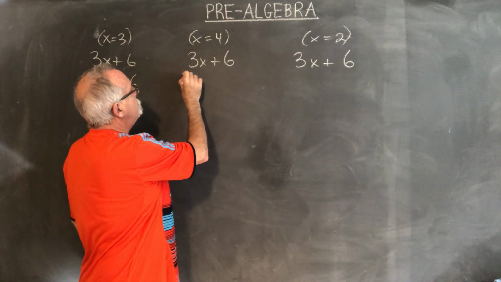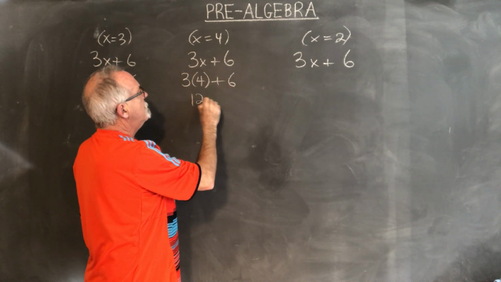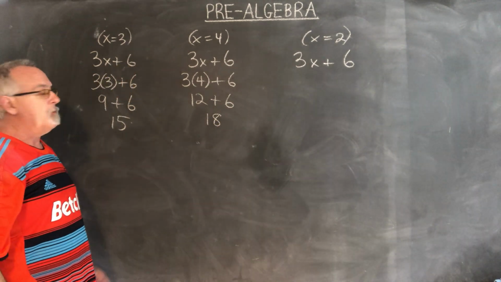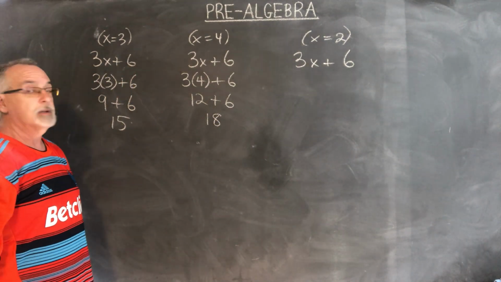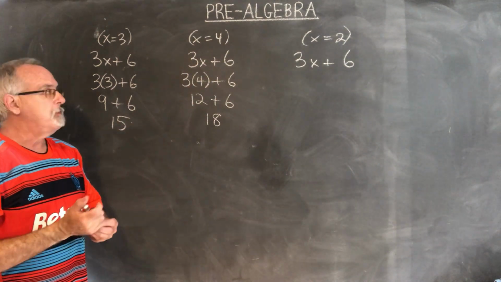Okay, but if x is equal to 4, we have 3 times 4 plus 6. 3 times 4 is equal to 12. 12 plus 6 is 18. Notice how this stuff that we've been practicing with the order of operations comes in so handy to make sure that we can get through this easily without making a mistake.